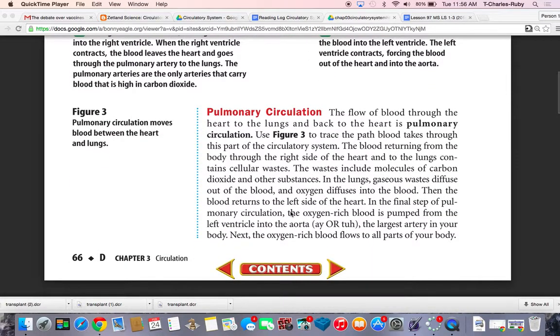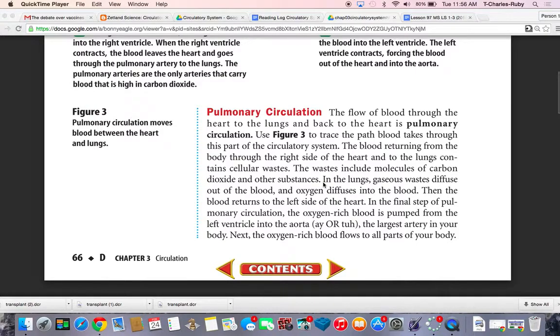Pulmonary circulation. The flow of blood from the heart to the lungs and back to the heart is pulmonary circulation. Use Figure 3 to trace the path of blood through this part of the circulatory system. The blood returning from the body through the right side of the heart and to the lungs contains cellular waste. The waste includes molecules of carbon dioxide and other substances.